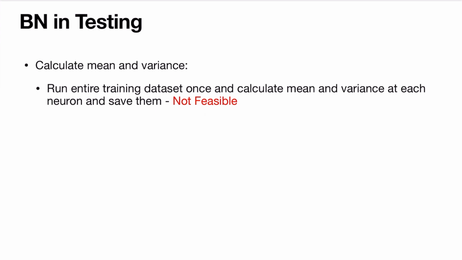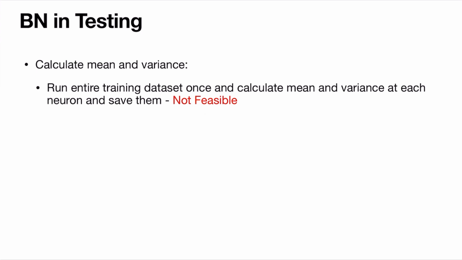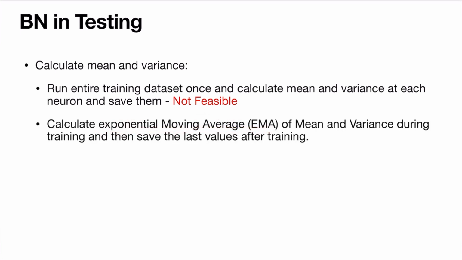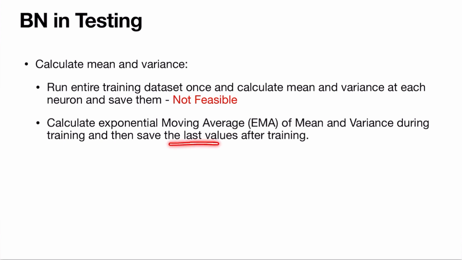Then what should we do? What we can do is keep taking moving averages and use those terms during testing. While training the model, I can calculate the moving average of mean and variance, save those values for each and every neuron, and use them as the mean and variance for testing also. That is what usually happens in the batch normalization layer. Usually we calculate the exponential moving average of mean and variance during training. This gets calculated for every neuron, and the moving average keeps changing throughout the training. Whatever final value we get, we save and use for testing.